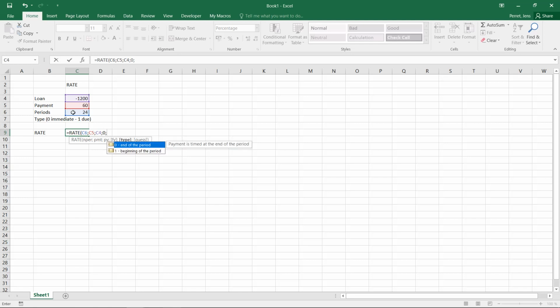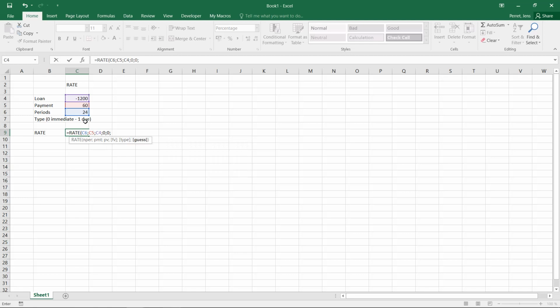Next, it asks about the type of payback plan. This could be either that each of the payments happens by the end of the period, so we have an immediate payback plan, or each payment happens by the beginning of the period and we have a due payment plan. Here, for simplicity's sake, I again select 0.